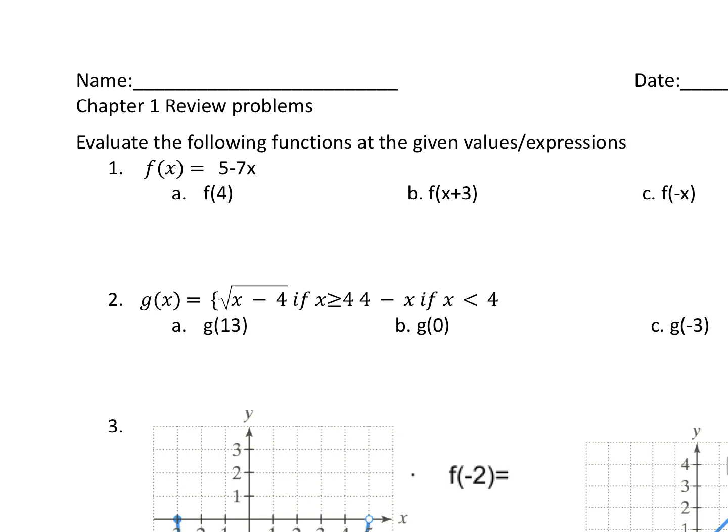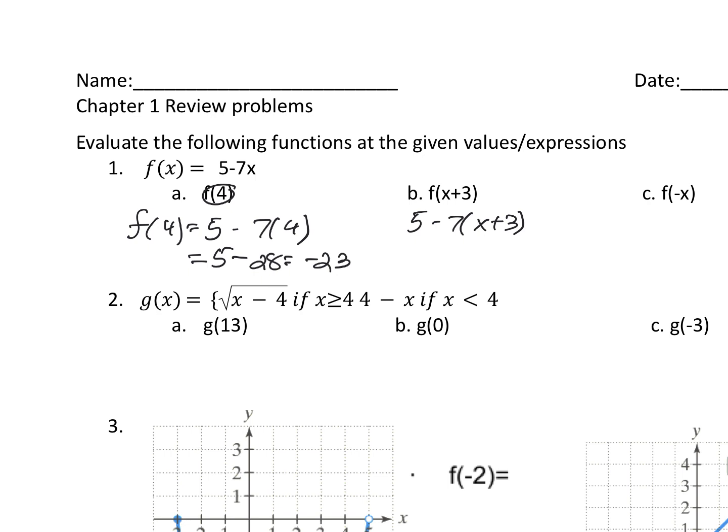So given a function, how do I evaluate different pieces of it? Again, whatever's in here just tells me what I'm going to substitute in. So f of 4 is 5 minus 7 times 4, and that would be 5 minus 28, which is negative 23. F of x plus 3 would be 5 minus 7 parenthesis x plus 3. Distribute the negative 7. Be very careful with your negative sign. And now combine like terms. So negative 7x minus 16.